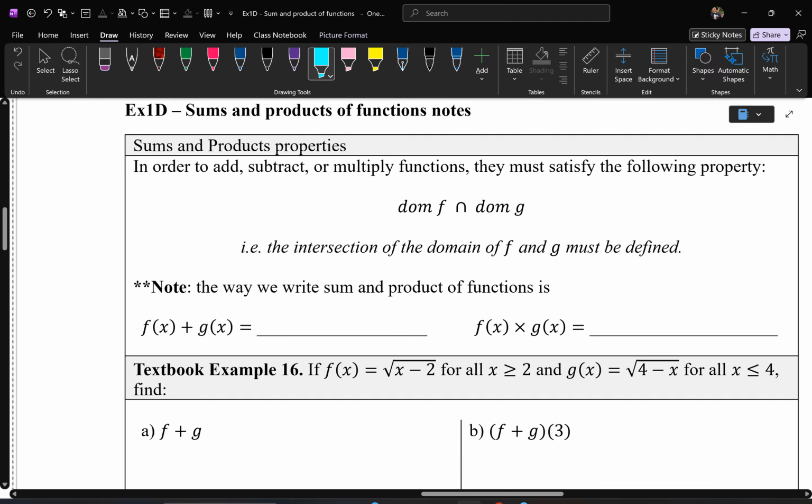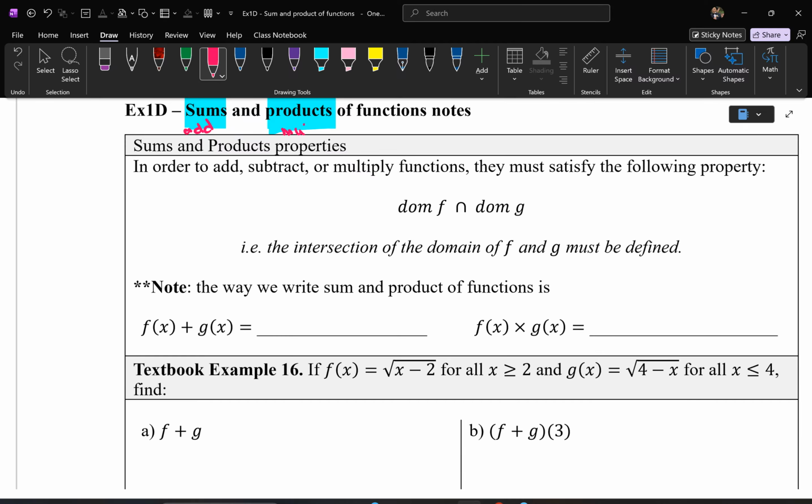Sums and products. Sums means add. Product means times or multiply. So you've got functions that add together, or functions that multiply with each other. You can obviously do quotients as well, but these are your two key skills.